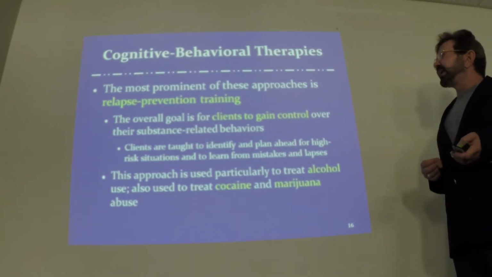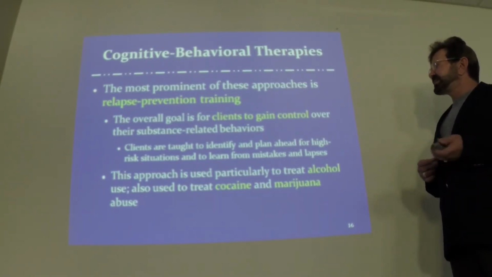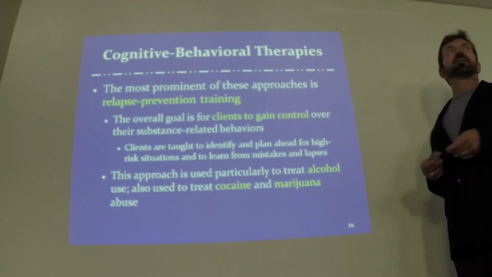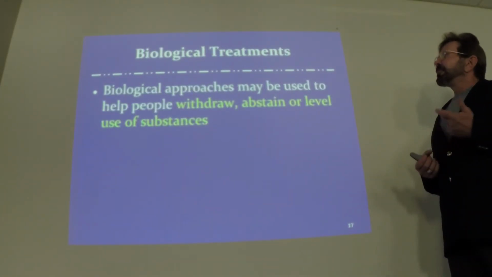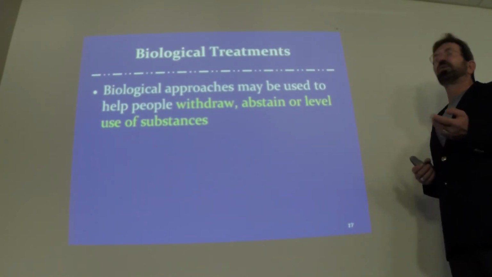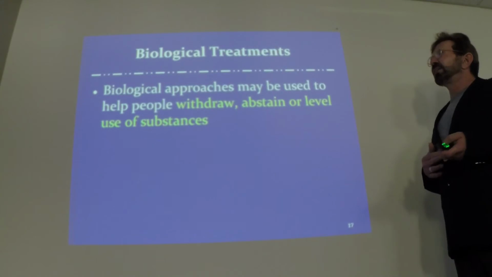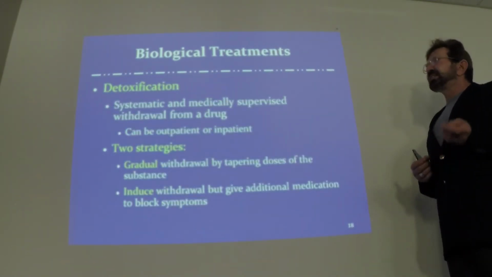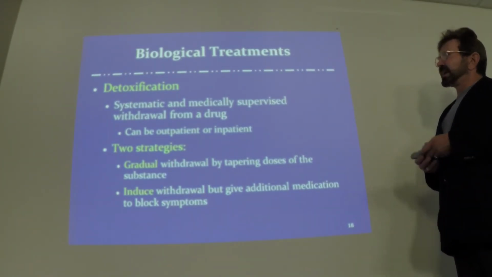Clients are taught to identify and plan ahead for high-risk situations and to learn from mistakes and relapses. This approach is used particularly to treat alcohol, cocaine, marijuana, and crystal meth. Biological approaches may be used to help people withdraw from drugs, abstain from drug use, and level off use of any substances. Now, with biological treatments, detoxification is used under these treatments.